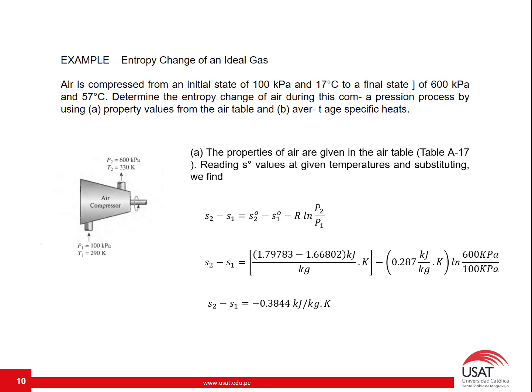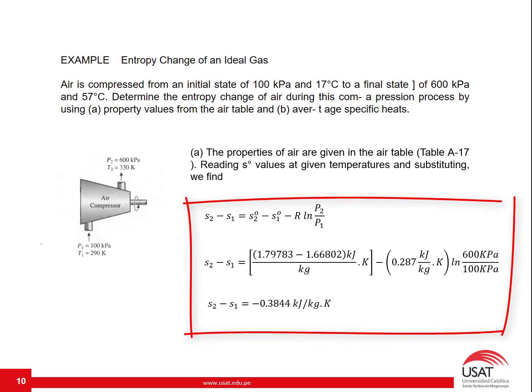Air is compressed from an initial state of 100 kilopascals and 17 degrees Celsius to a final state of 600 kilopascals and 57 degrees Celsius. Determine the entropy change of air during this compression process by using A, property values from the air table, and B, average specific heats. A. The properties of air are given in the air table, Table A-17. Reading S degrees values at given temperatures and substituting, we find this equation.